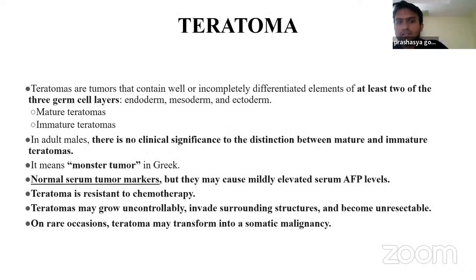Teratomas are considered another subtype, which originate from at least 2 of the 3 germ cell layers among the endoderm, mesoderm, or ectoderm. They are classified as mature teratomas and immature teratomas; however, there is no clinical significance to that. They are usually associated with normal serum tumor markers, but sometimes can cause mildly elevated serum alpha-fetoprotein levels. An important thing is that teratomas are resistant to chemotherapy, so surgery remains the mainstay of treatment. They can grow uncontrollably, invade the surrounding structures, and easily become unresectable. Teratomas also have the capacity to transform into somatic malignancies like rhabdomyosarcoma, adenocarcinoma, etc.